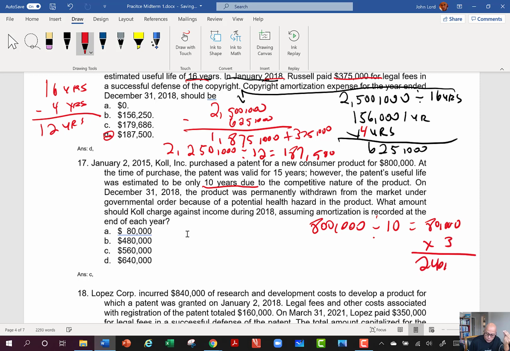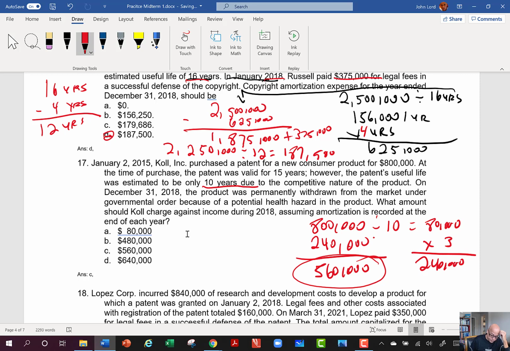So that's 240,000 that I was able to amortize without the government telling me I couldn't use this thing anymore because it's causing a health hazard. Can't make people sick, right? And so I've got this $560,000 that was sitting there at the beginning of 18, and then something happened. They discovered a health problem. Can't use it anymore. So what would I do? I write off the entire 560. Whatever was left, I debit loss, and I credit the patent for the 560 to write off that remaining book value, and I'm done.